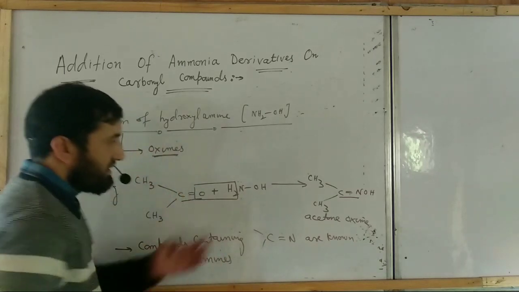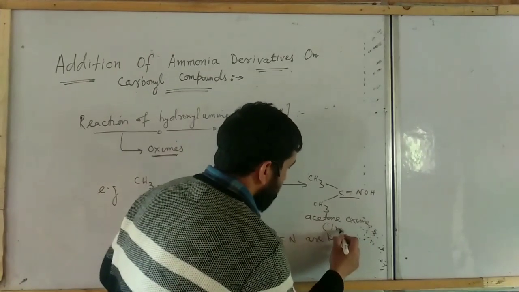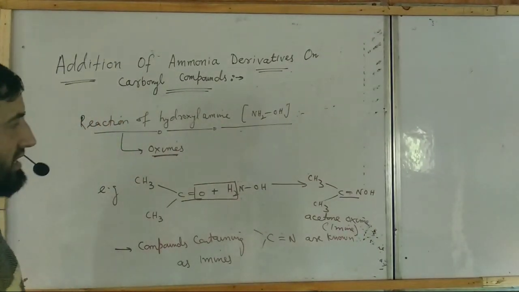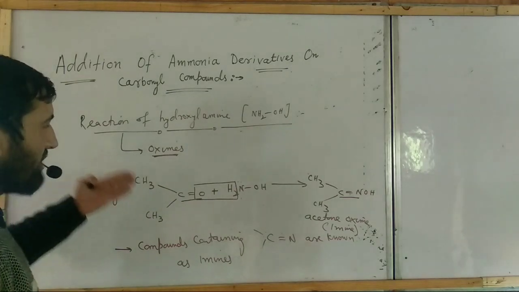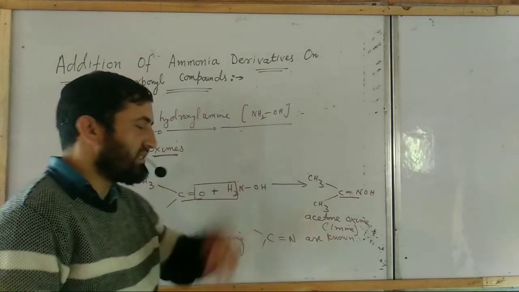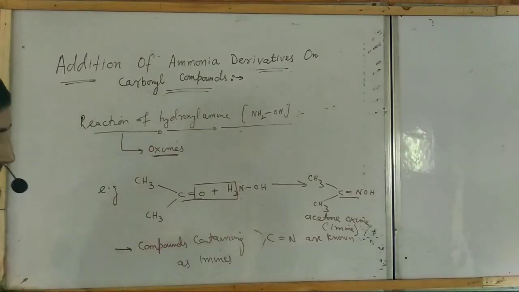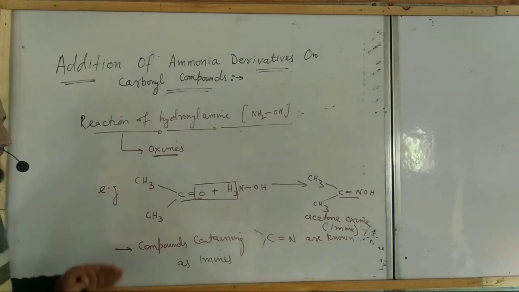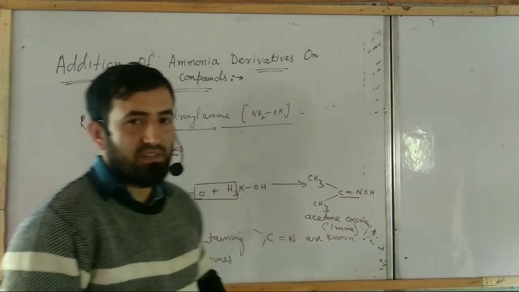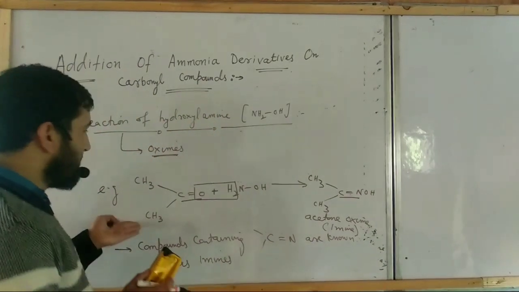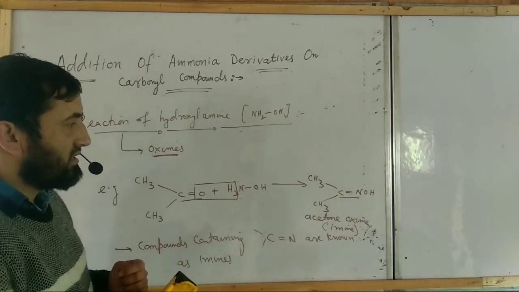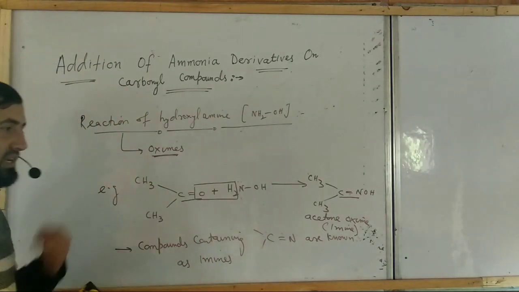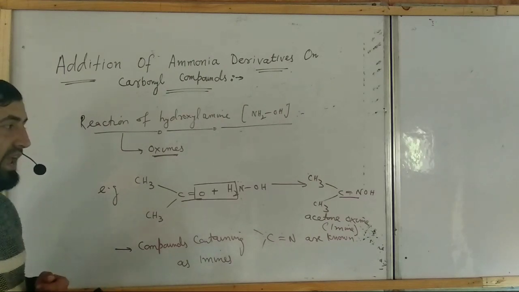So we can say that this acetone oxime is a type of amine. Similarly, अगर हम acetaldehyde लेंगे या कोई और aldehyde लेंगे, that will also react with this hydroxylamine and form their corresponding oximes. But here one thing must be noted, that these aldehyde oximes or ketone oximes can change into the acid amide, and that rearrangement of the aldehyde oxime or ketone oxime into the corresponding acid amide is known as Beckmann rearrangement.